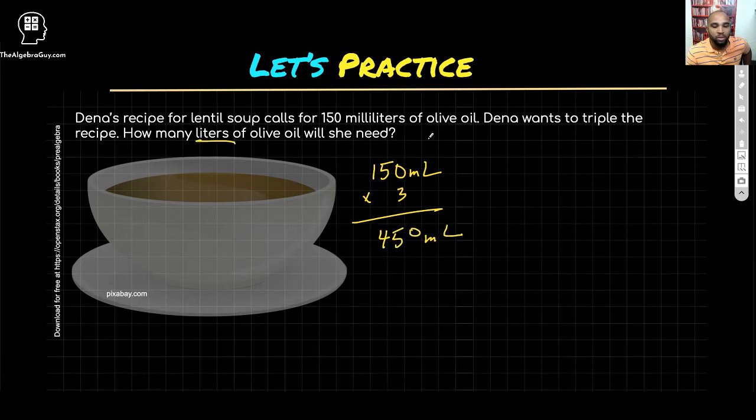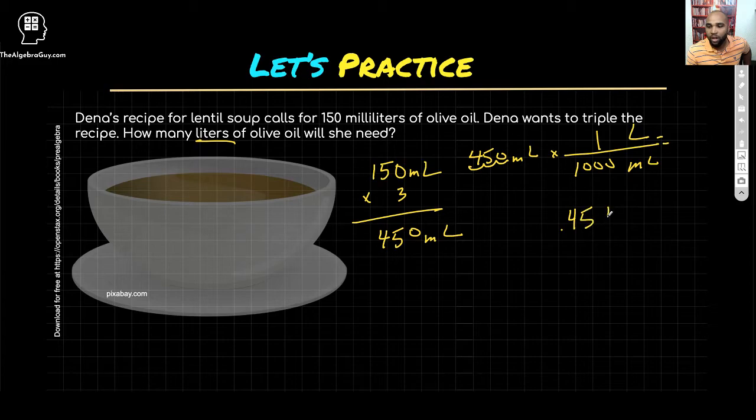Oh, they want liters. So we're going to take that 450 milliliters and convert the milliliters to liters. There's 1,000 milliliters in 1 liter. So we're really just dividing by 1,000, taking this decimal 1, 2, 3 spaces back, which gives us 0.45 liters.